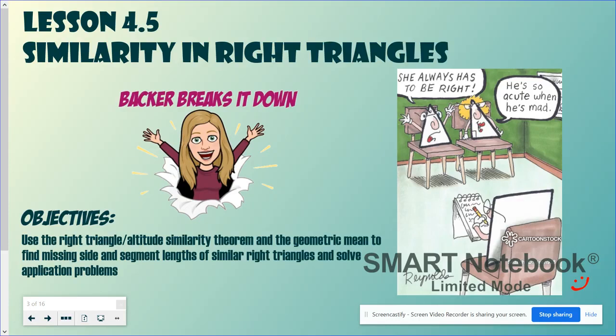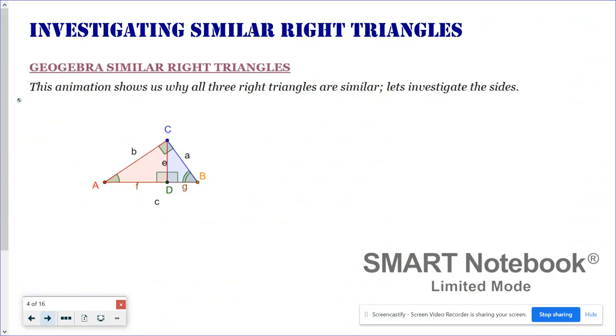Today we're going to look at similarity and right triangles. Now, I know what you're thinking. You're thinking we've worked with similar triangles before and sometimes they were right triangles, but these are different. I'm talking specifically about a right triangle that's been split into two similar right triangles. But why are these triangles similar?